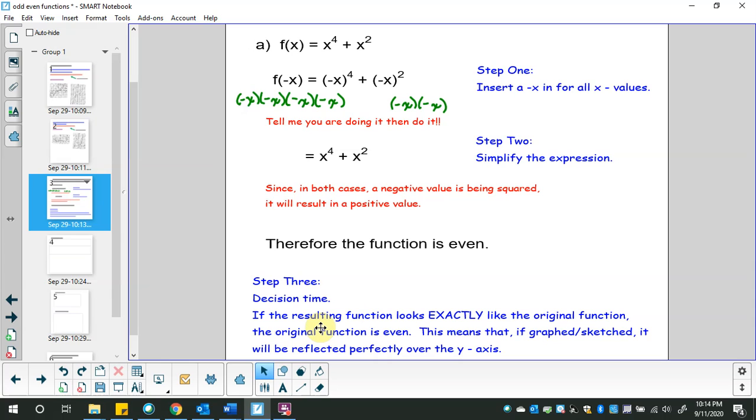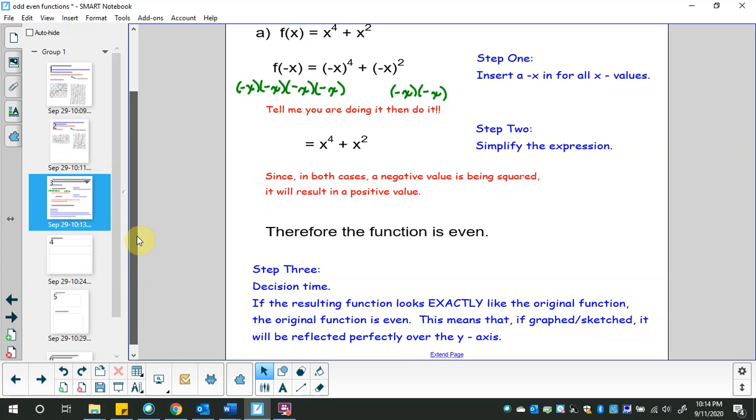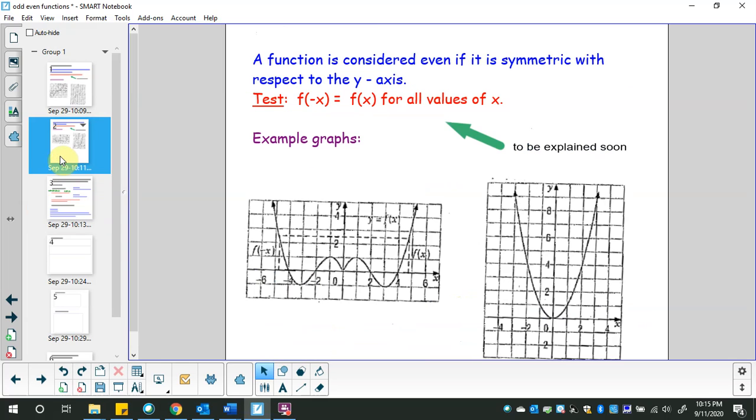So this function is even, and the reason this is even is my blue writing here. Step three, after you've simplified the expression, is to decide whether your result shows even, odd, or none of the above. If the resulting function looks exactly like the original function, that means the original function is even. So that's why I've said this. If you need to know where I found that, it's here. It says when you put in a negative x for all the x's, there is no change at all. So that was under even.